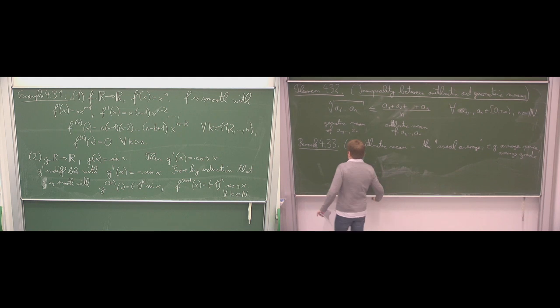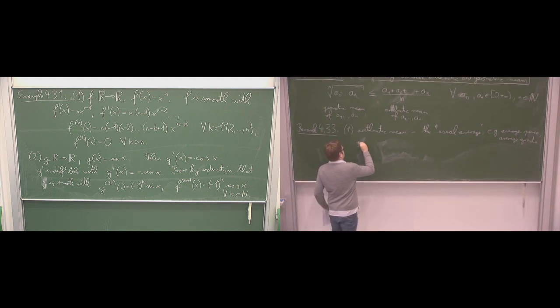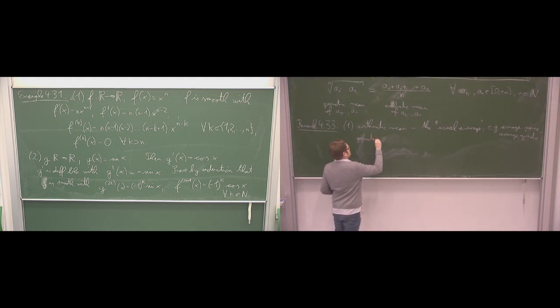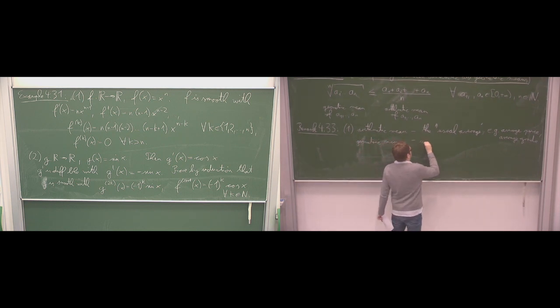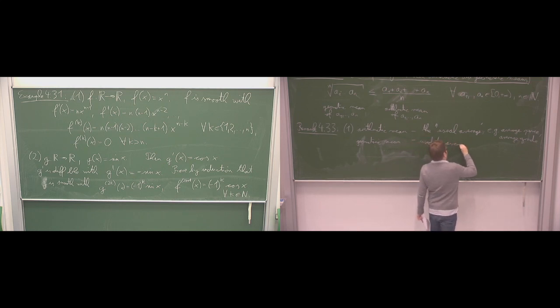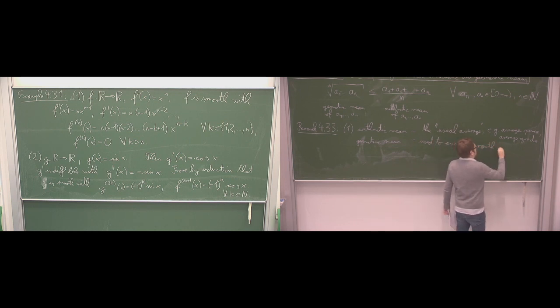Okay, the geometric mean is not that obvious maybe at first sight, but it also has a lot of applications, and the easiest example to see is that you can use it to take average growth rates. Okay, what do I mean by this?